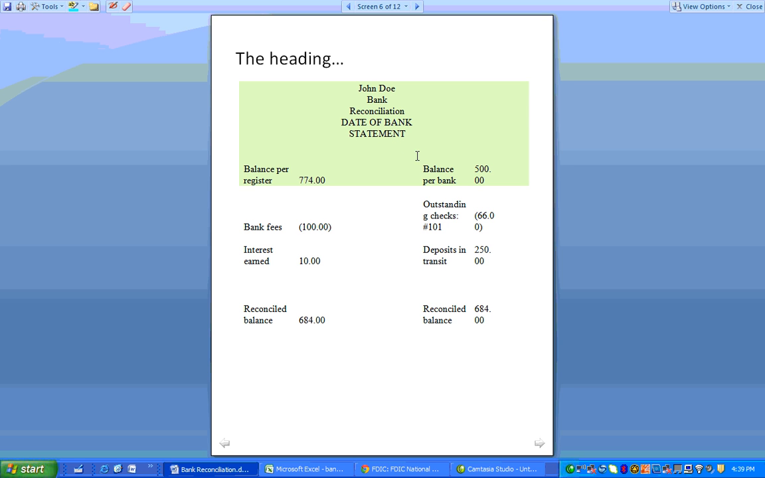Then over on your left side of the paper, you want to put the balance per the check register. Over on the right-hand side, you'll put the balance per the bank statement. And you'll pull this right off of the bank statement. And forgive my zeros here, they truncated.